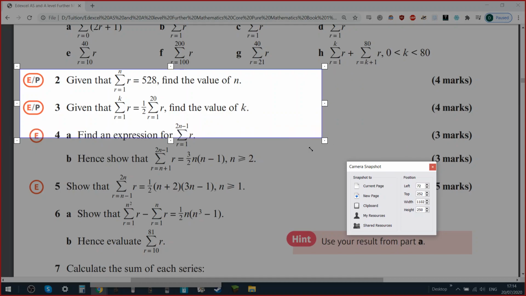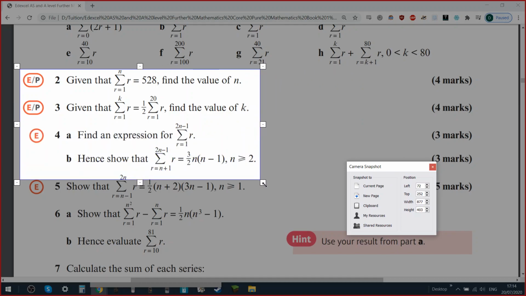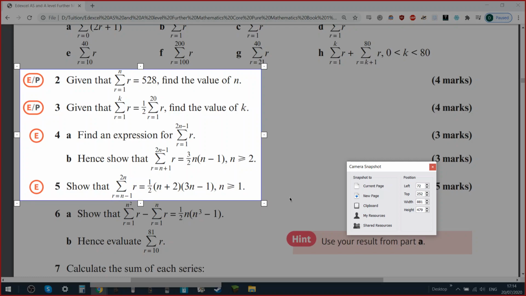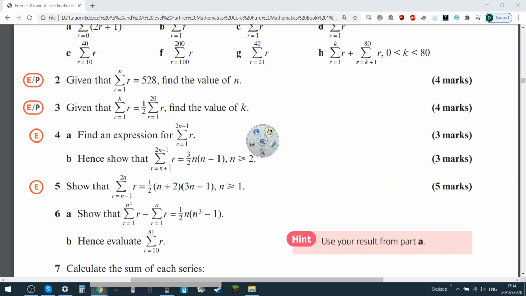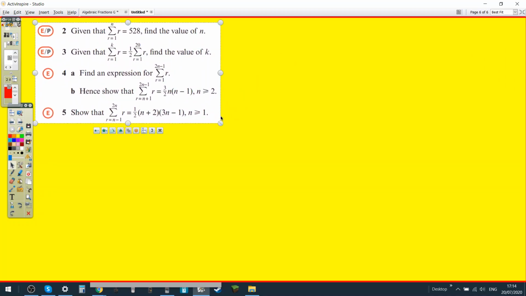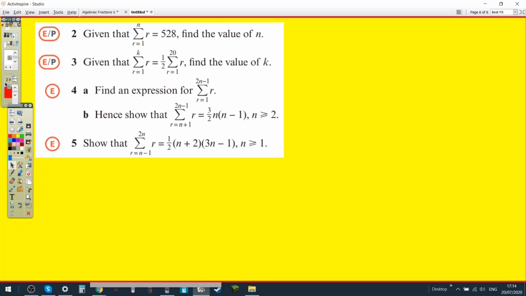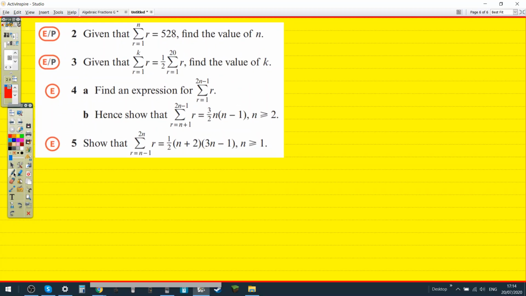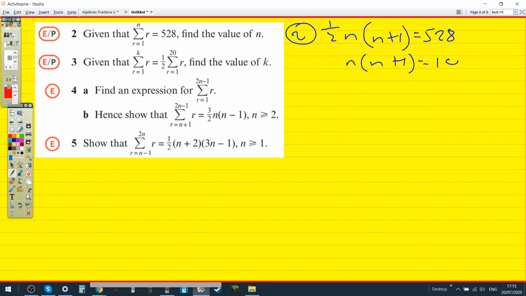Let's start with 2. It's a solving one. Given that r equals 520. The formula is half n times n plus 1, right? So you just do that is equal to 528, and then times through by 2 so that you can get rid of the half. So it's n times n plus 1 is 528 times 2, which is 1056.